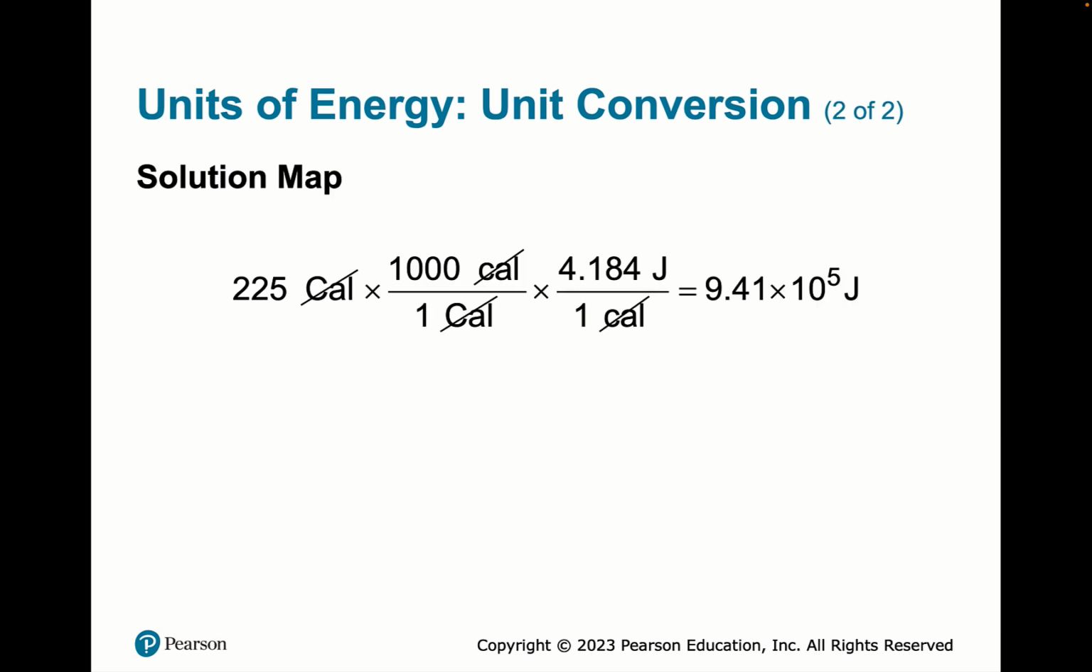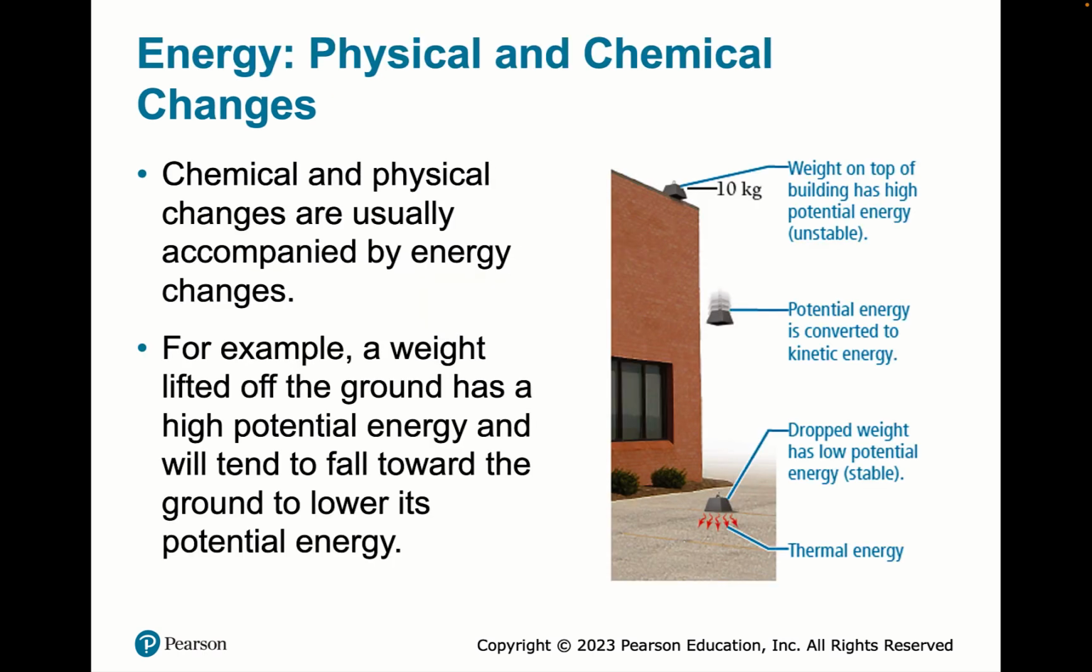So you would do dimensional analysis. So 225 kilocalories, and then the conversion to joules is 4.184, and you can see the units all cancel, and you're left with 941,000 joules. So there's that.